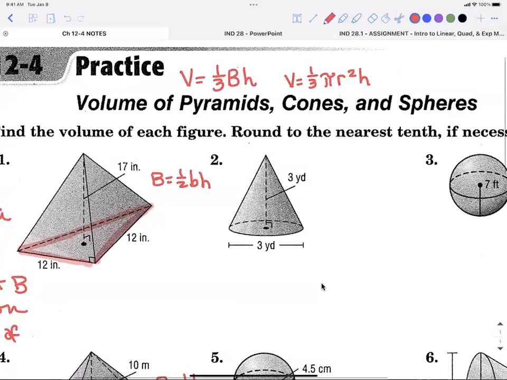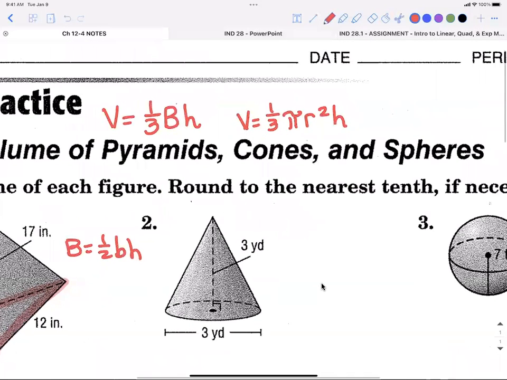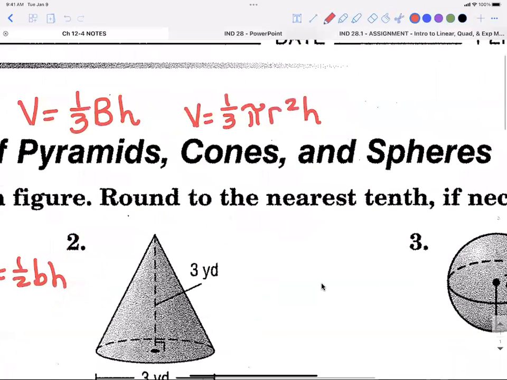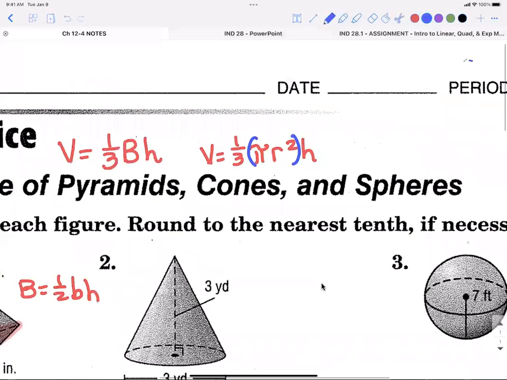Now, notice that the volume of a pyramid is 1/3 the area of the base times height. Cone is 1/3 the area of the base, which is the area of a circle, times height. So really, this could be written as V equals 1/3 capital BH, but that requires you to remember that the area of a circle is pi r squared. Does that make sense?